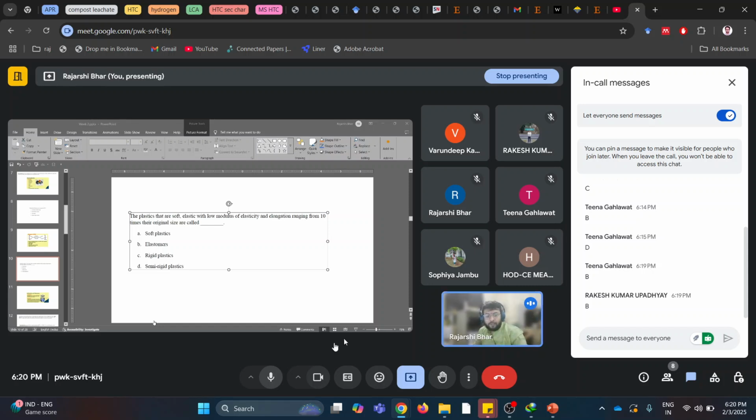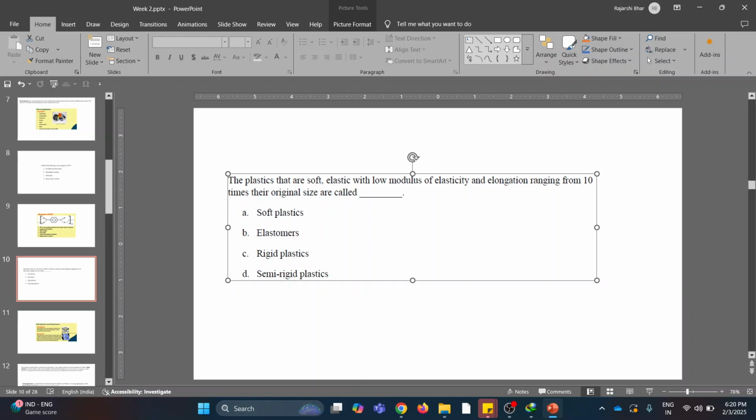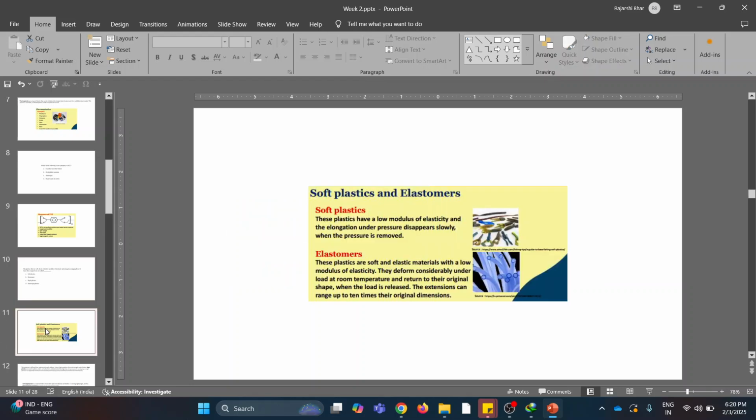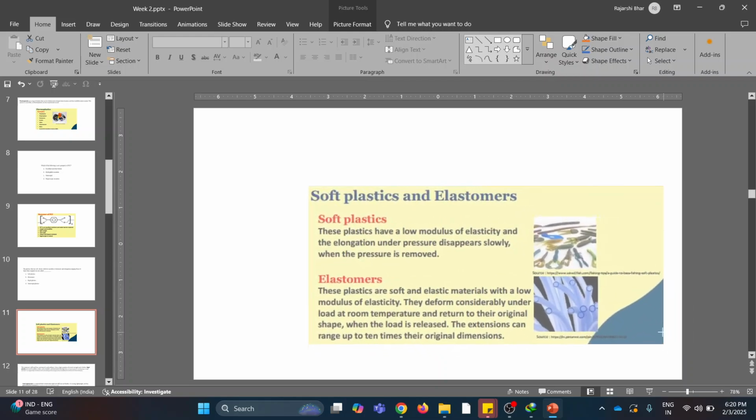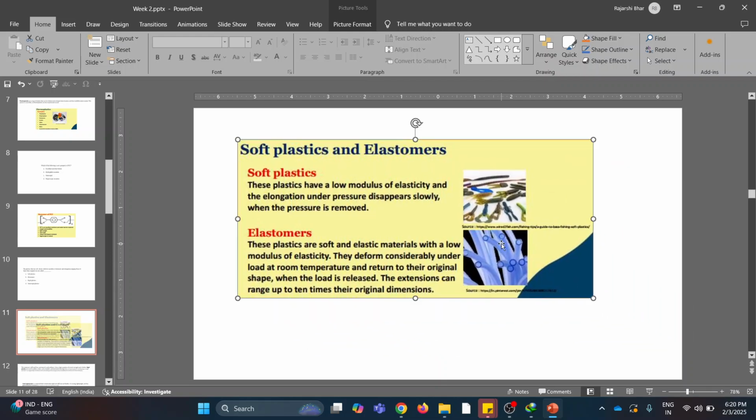Yes, answer B is the correct answer. That is elastomers. Let's see. Here you can see that quickly brushing up the basics definition of soft plastic and elastomer. So the plastics having low modulus of elasticity and the elongation under pressure disappears slowly when the pressure is removed. So such kind of plastics are known as soft plastics, elastomers with the question just explained.